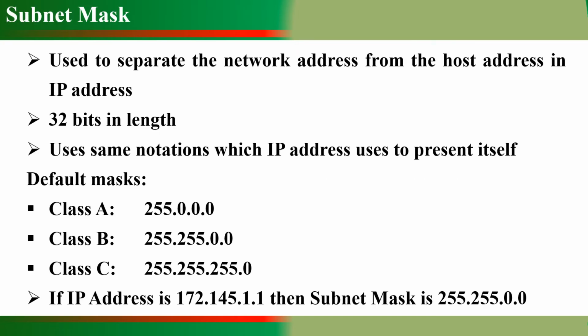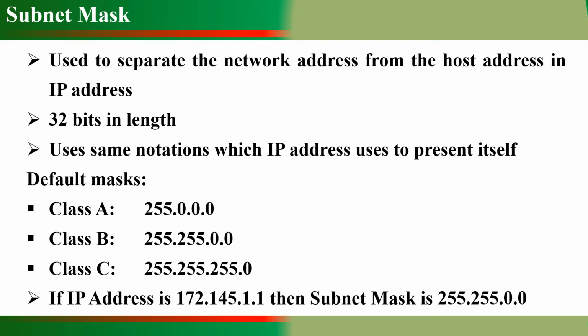Subnet mask is used to separate the network address from the host address in an IP address. It is 32 bits in length. It uses the same notation which is used by an IP address to represent itself. Default mask for class A is 255.0.0.0. For class B it is 255.255.0.0, and for class C it is 255.255.255.0. Class D and class E don't have any default subnet mask.